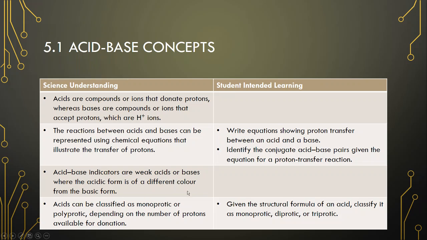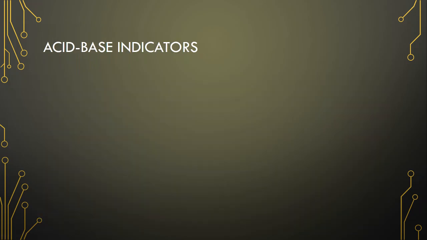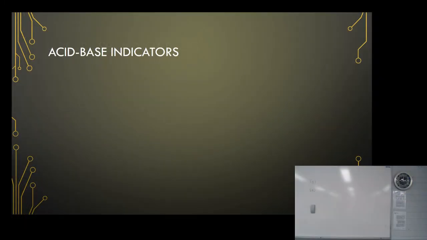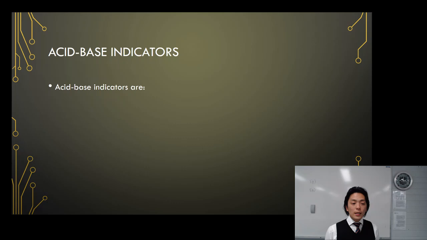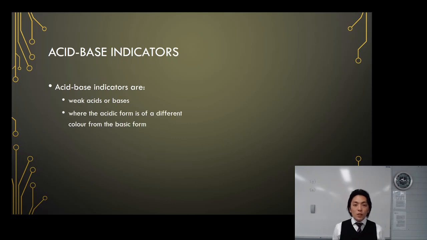Acid-base indicators. They are weak acids or bases where the acidic form is of a different color from the basic form. So we're looking at the indicators. They indicate pH, and by changing their colors, they also show how strong or weak they are, or how concentrated or dilute they are. Weak acids and bases, that's what they actually are.